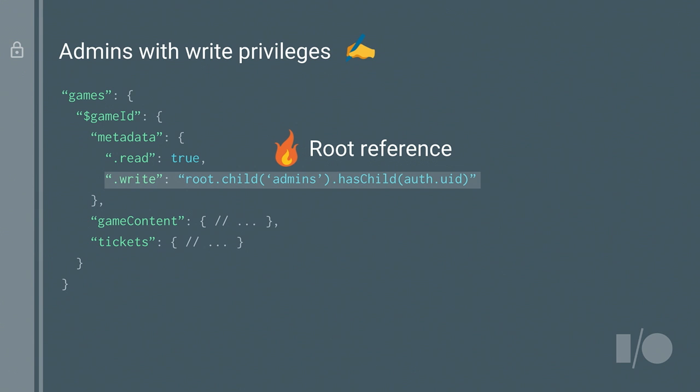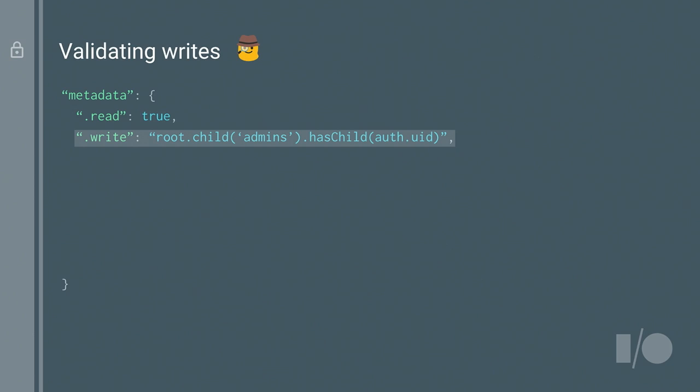So we say root, which takes us to the root of our Firebase. We go to the admins child, and see if the currently logged in user is in that node. So that works. We've now locked down our data so that the people who should be able to read it can read it, and the people who should be able to write it can write it. But we need to validate that the write is actually correct, because you could write wrong data, like a date that is not a date at all. That's not what we want.